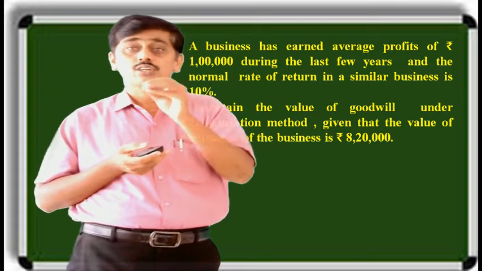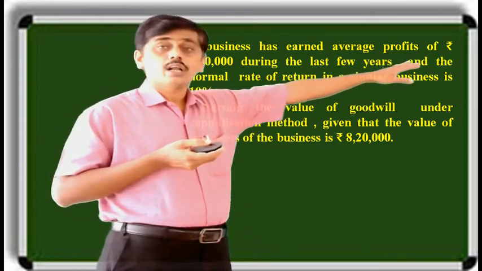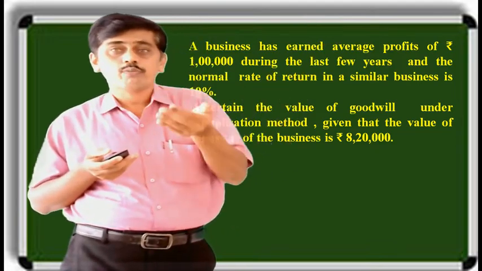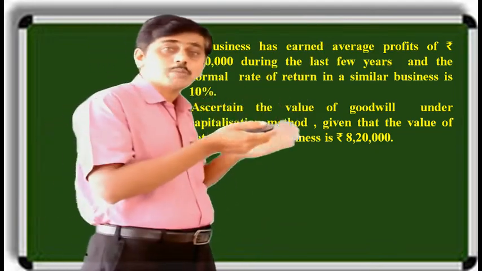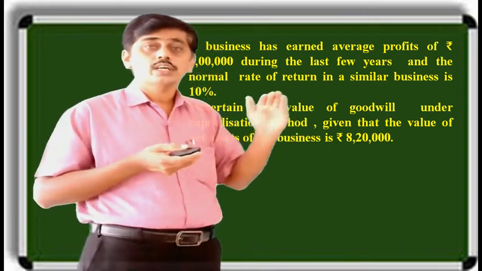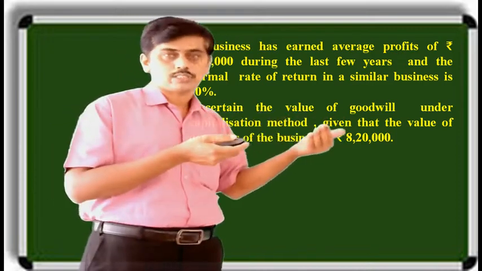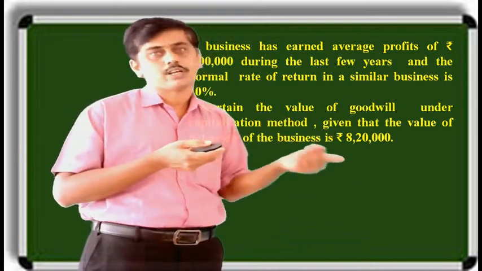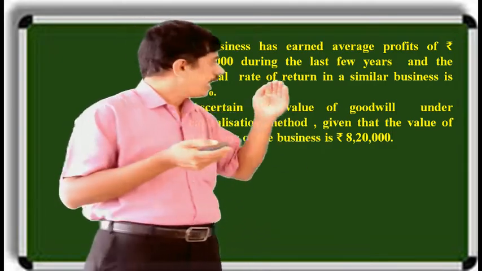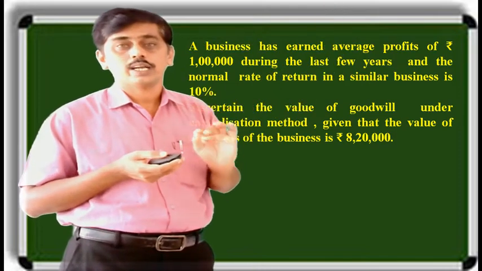A business has earned average profits of rupees 1 lakh during the last few years. And the normal rate of return in a similar business is 10%. Means it holds good for this particular business also. How much is it? 10%. Normal rate of return is 10%, and average profit for the last few years is rupees 1 lakh.